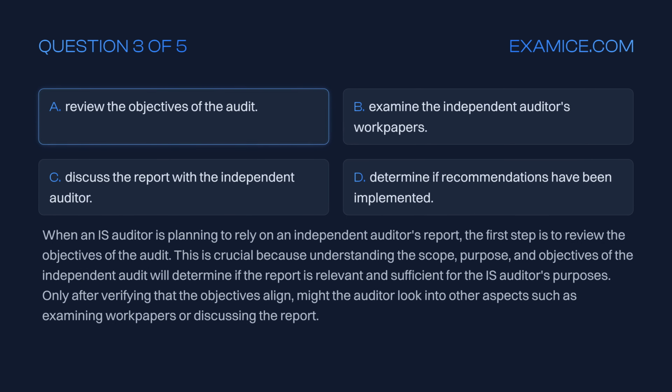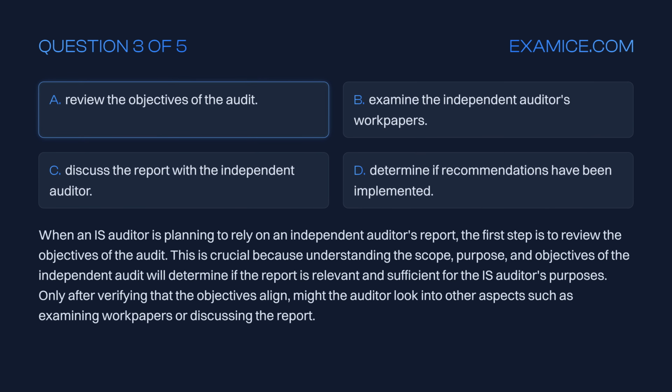The answer is option A. When an IS auditor is planning to rely on an independent auditor's report, the first step is to review the objectives of the audit. This is crucial because understanding the scope, purpose, and objectives of the independent audit will determine if the report is relevant and sufficient for the IS auditor's purposes. Only after verifying that the objectives align might the auditor look into other aspects such as examining work papers or discussing the report.